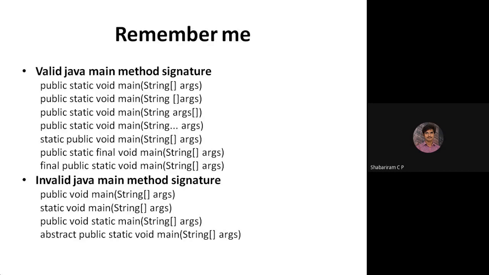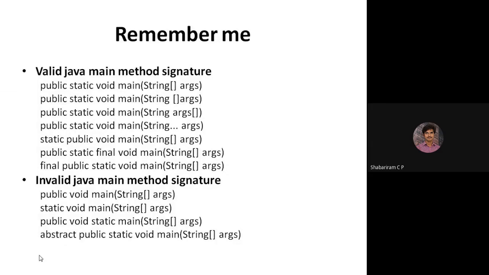What is the main purpose of void? The void represents the return type of a main function. So in the third line, what will be the return type of the main function? The return type would be static, but that is invalid. That's why I'm saying the third line is an invalid signature specific to Java.